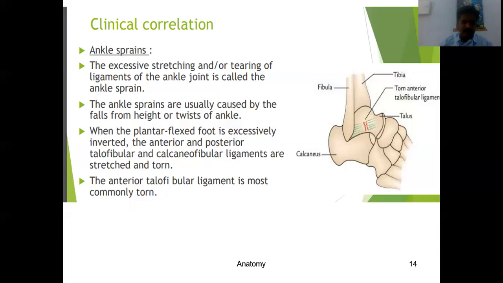So that's about the clinical correlations, concentrating on ankle sprains. That is mainly because of excessive inversion. The main reasons are falls from a height or a twisted ankle.